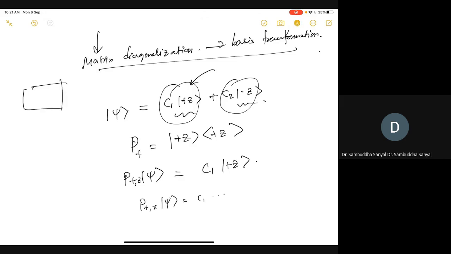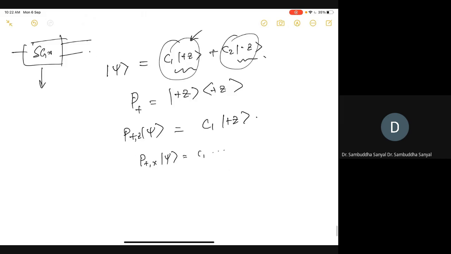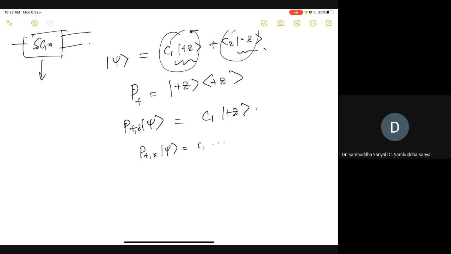A measurement is an SGX device, right? How do you represent this measurement that will force it randomly into plus or minus Z? I will come to that in some later lecture, but it's also there in the pre-recorded one. The measurement is represented as an operator, let's say Sx. Now Sx acting on psi will give you two possible values, because psi is a superposition of two possible states.